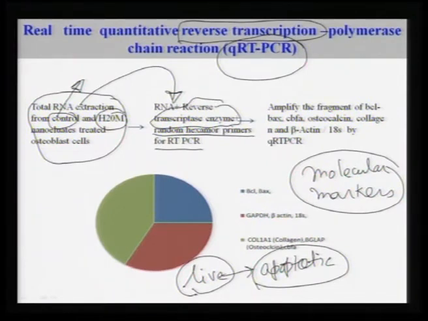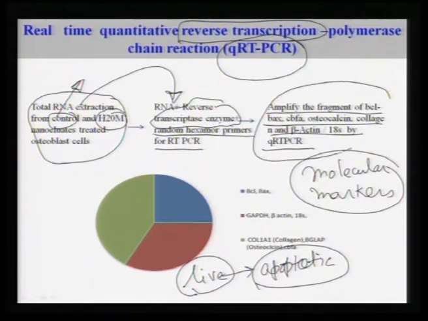Now, you have to amplify the fragment of BCL, BAX, CBFA, osteocalcin, collagen, beta actin and 18S by qRT-PCR. What is the meaning of this statement? Up to step 1 it is clear that you can extract RNA from the untreated cells as well as the treated cells. Step 2 is also clear.